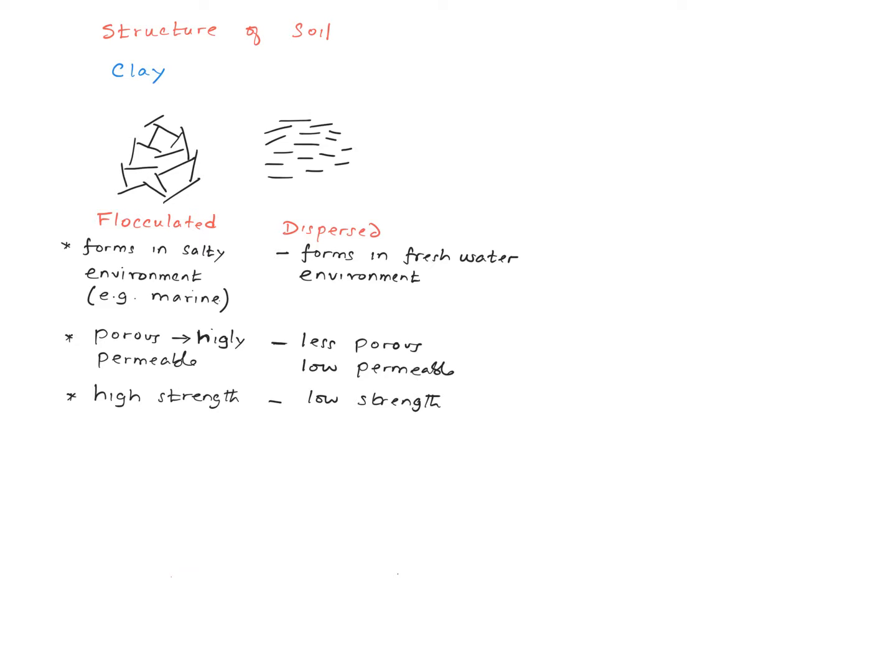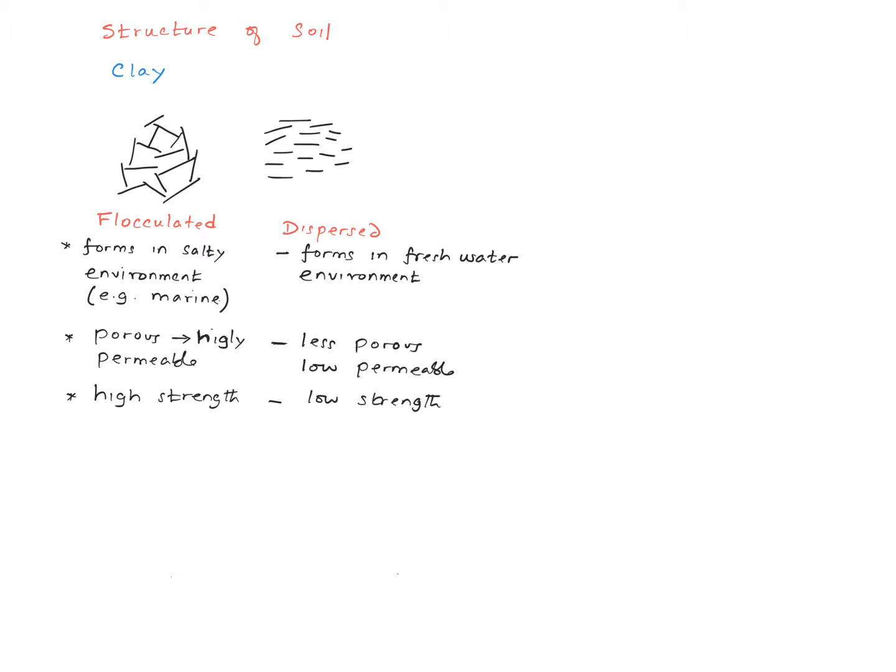In a dispersed structure, particles are more parallel than in a flocculated structure. Flocculated structure usually occurs when the original soil was formed in a salty water, like in a marine environment. On the other hand, dispersed structure forms in a freshwater environment. For the same number of particles, a soil with a flocculated internal structure is more porous than the soil with a dispersed internal structure. This has implications to water flow.